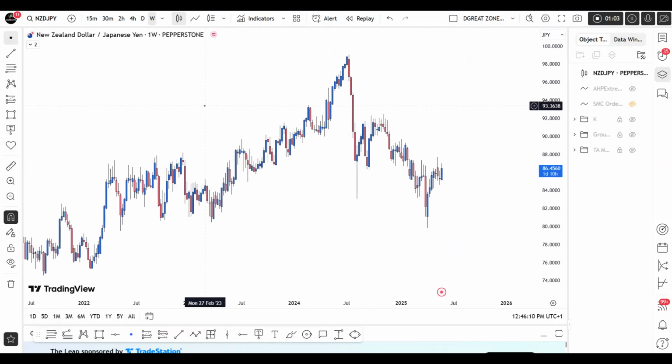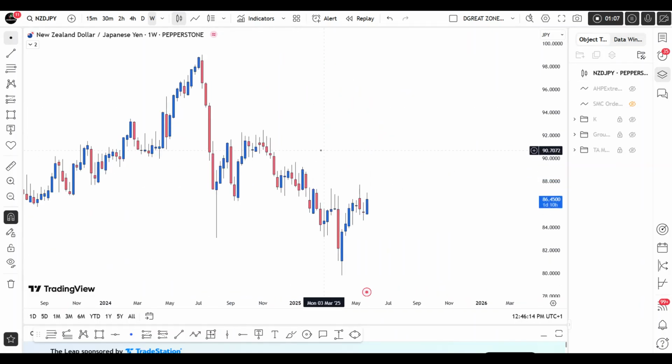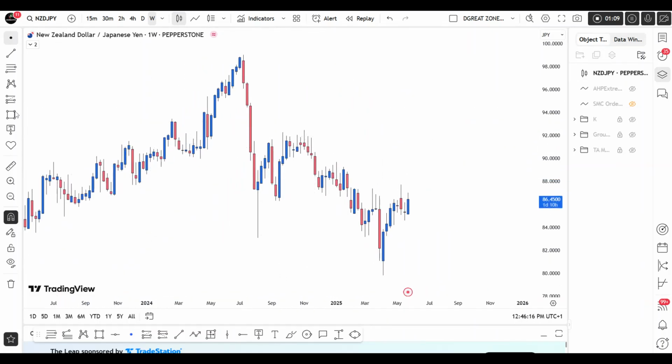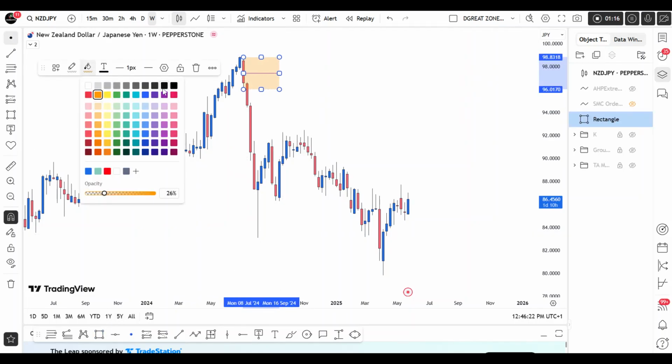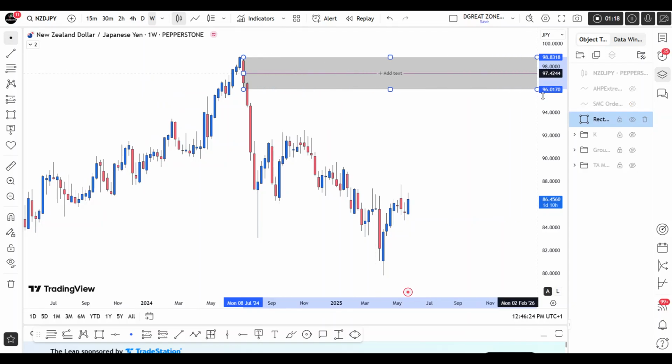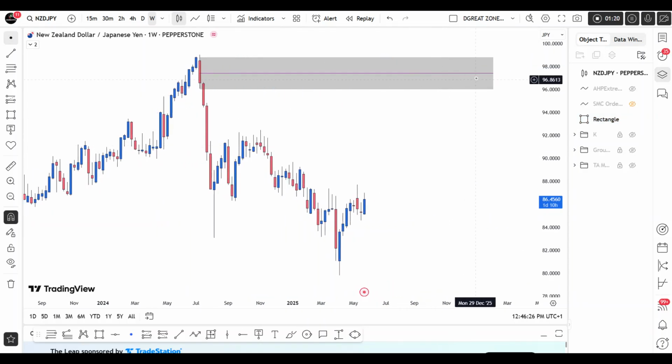What do we do on the weekly time frame? On the weekly time frame, we mark out the weekly key levels, the current weekly key levels. That's what we do on the weekly time frame. So this is a key level, and we'll mark it out. Just extend it to the right, expecting price to react from there.